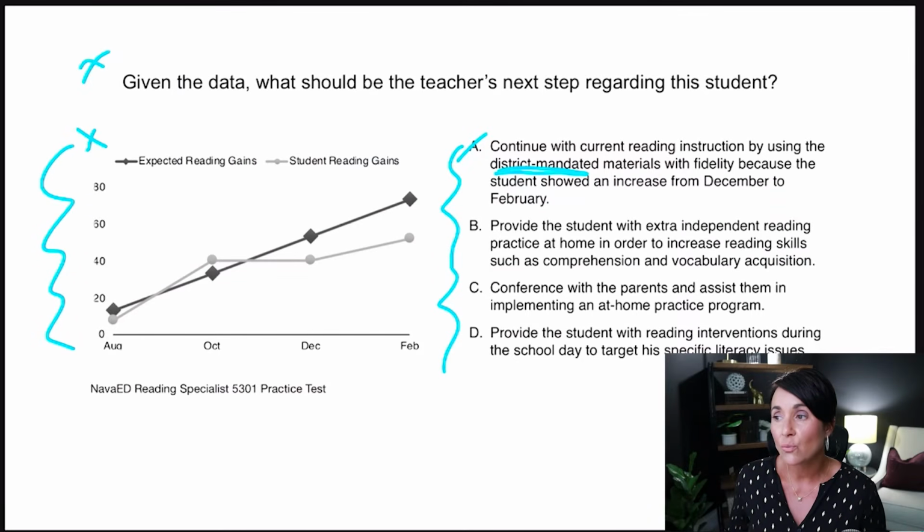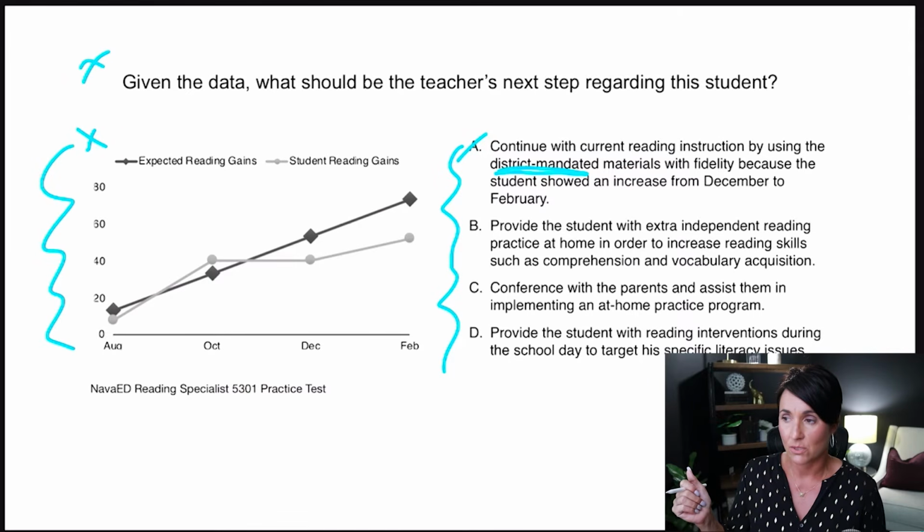B, provide the student with extra independent reading practice at home in order to increase reading skills. Right away, and then it says such as comprehension, vocabulary acquisition.